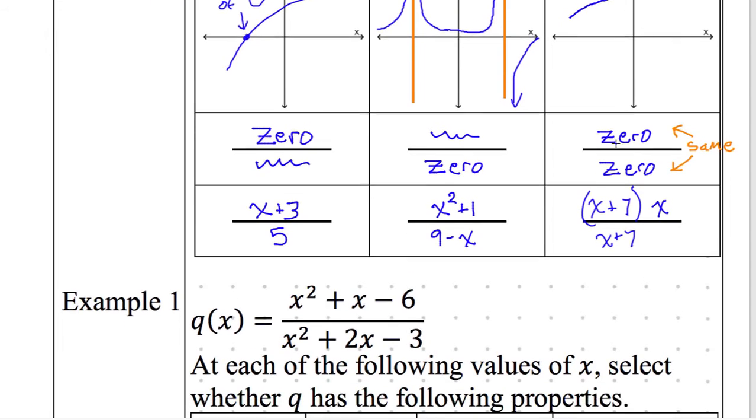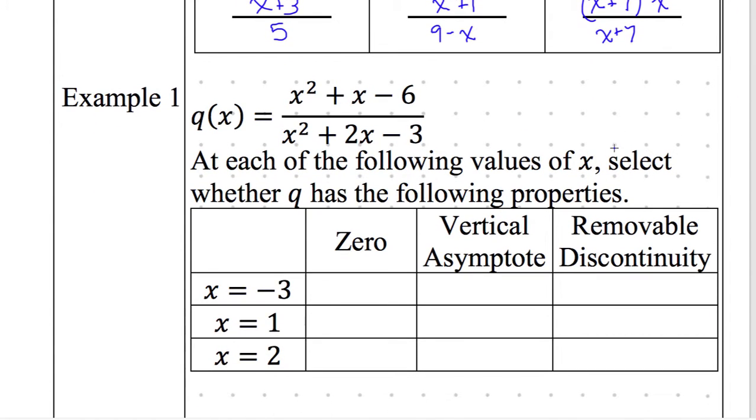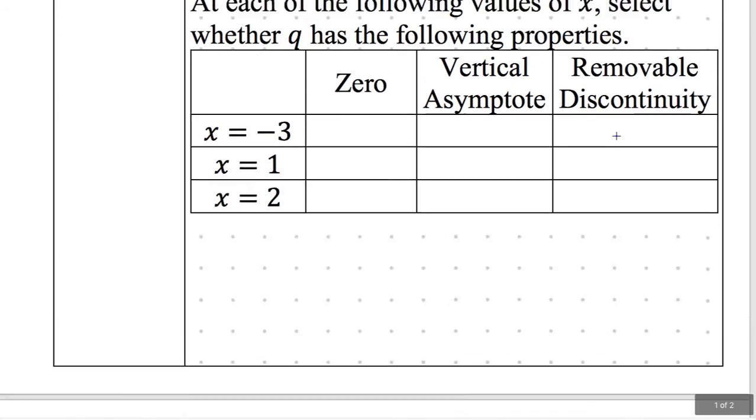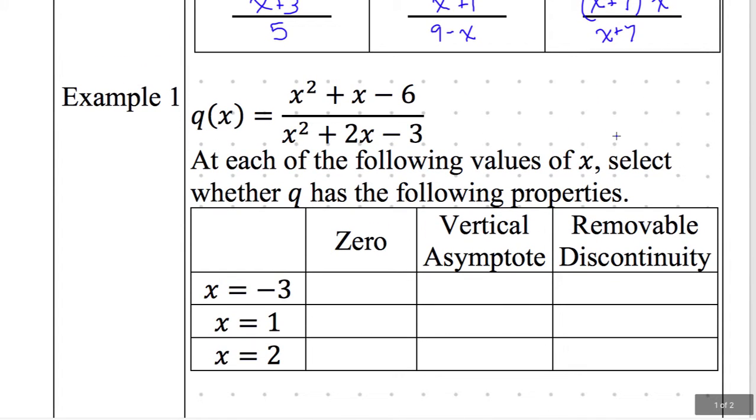Perfect. Let's go to an example. We only have 2 examples a day and then we're done. These examples are hard though. We have 2 homework assignments. Example 1 is the first homework assignment. Example 2 on the back is the second homework assignment. All right, so our first example. We need to find the zeros, vertical asymptotes, and removable discontinuity. Sometimes you won't have some of these. Sometimes you won't have zeros, vertical asymptotes, or removable discontinuities.